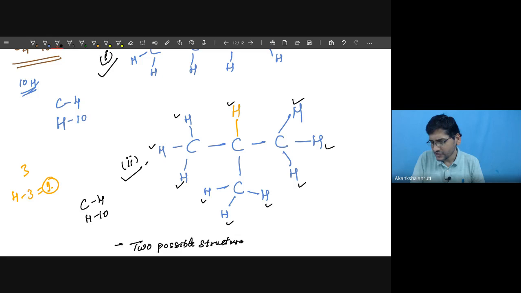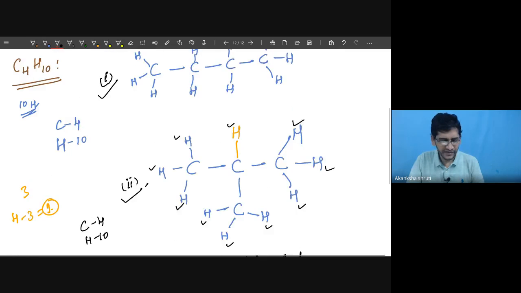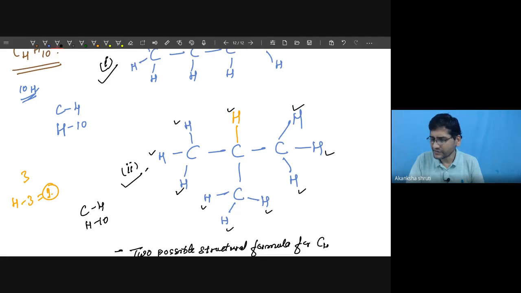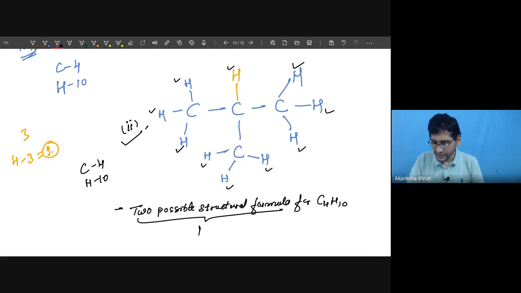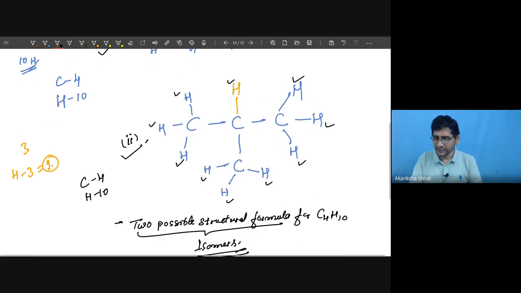Or structural formulas for C4H10, and both are correct. So such 2 structural formulas are called isomers. So what are these isomers? How many structural formulas are possible?